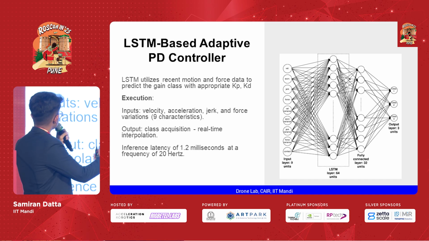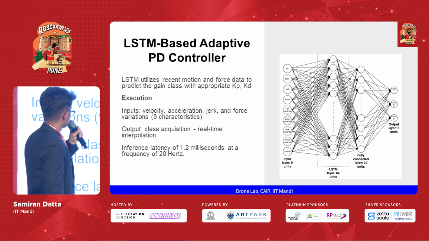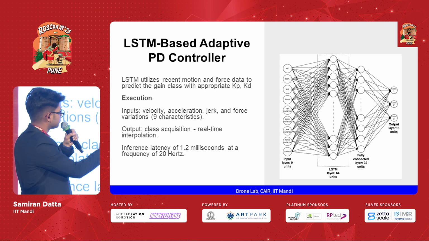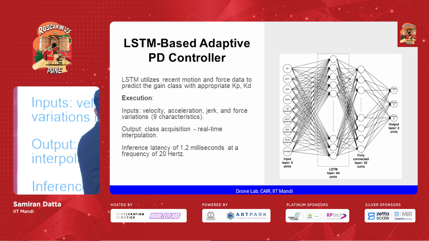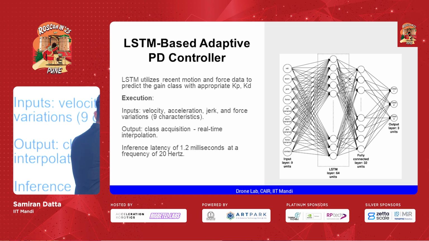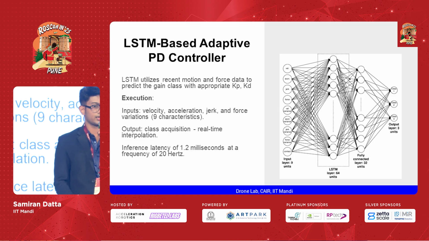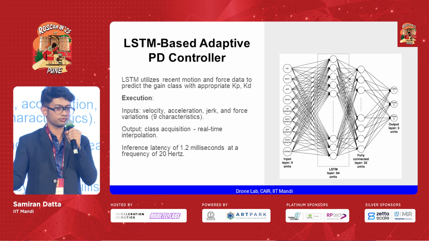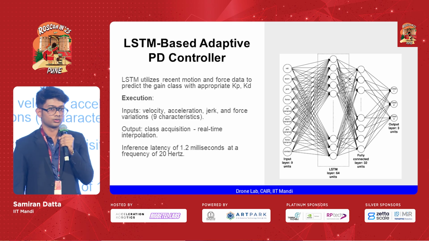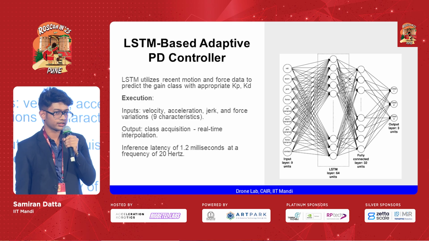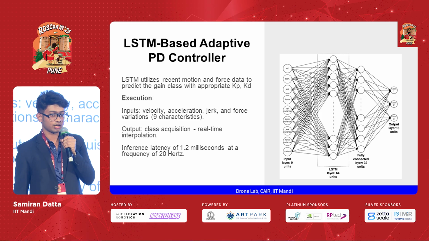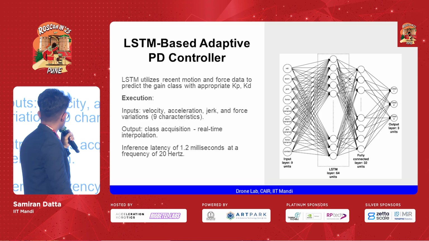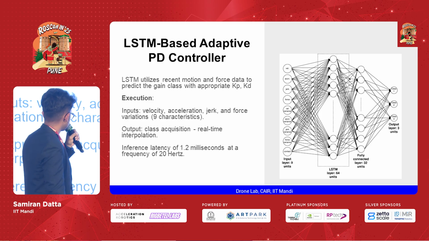Now, a little bit about our LSTM-based adaptive controller. It's not a very complicated architecture, as you can see. The execution here is as follows. Like I said, I have trained it on data which is recorded by myself. The parameters that I have provided are joint positions, velocities, end effector position, velocity, and the force that I'm getting. So acceleration, jerk, and force are some of the other parameters.